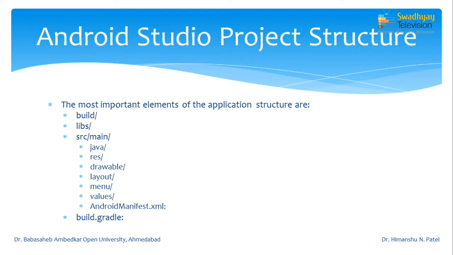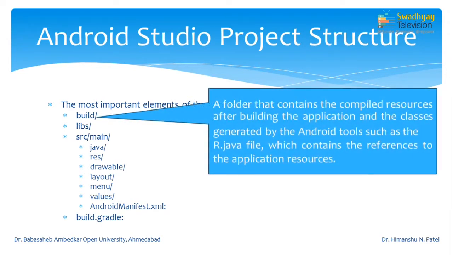Now let us look what actually stored in all these folders, because we have not discussed how project structure is organized. So we will understand what are the content that are stored in different folders created by Android Studio whenever you create Android application project. So first is the build folder. What is there in build folder?